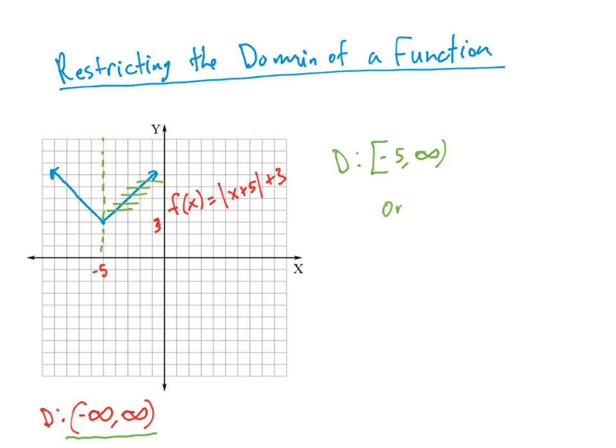We could also restrict the domain on the left-hand side. So we could also say that the domain is negative infinity to negative 5, and we can include negative 5. That would also restrict the domain to allow this function to be one-to-one. It doesn't matter which portion we restrict the domain to, but by doing that, that will allow the function to be one-to-one, and then we can find the inverse of that function.